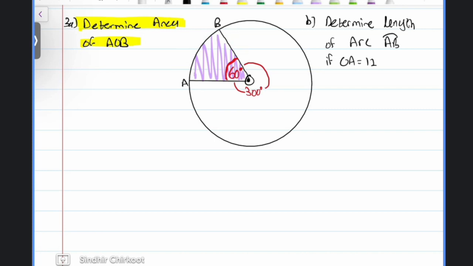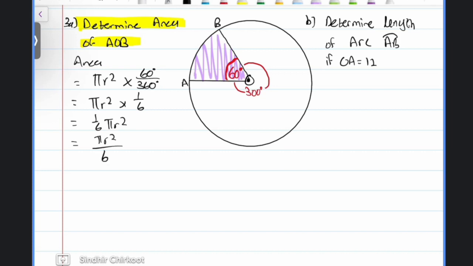So here we're going to say the normal area for a circle is pi r squared. But now we need to multiply by the portion that we are dealing with. So the portion is 60 degrees out of a total of 360 degrees. So this is going to be pi r squared times 60 divided by 360. 60 divided by 360 is basically 1 over 6. So we're dealing with 1 over 6 pi r squared, or pi r squared divided by 6. Whichever way you want to do it, either way is fine, really.